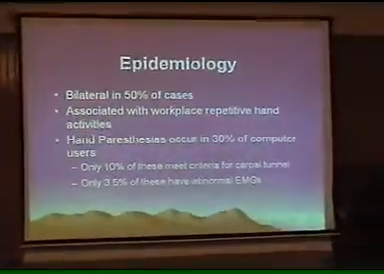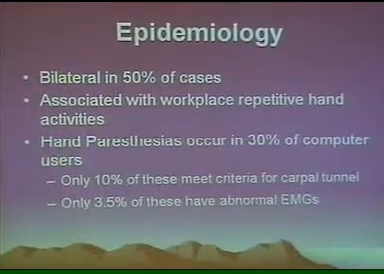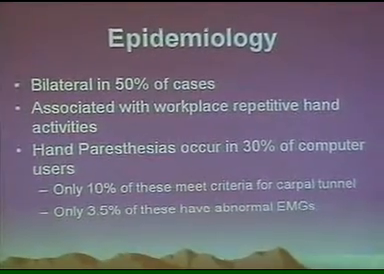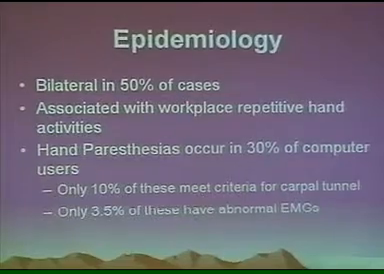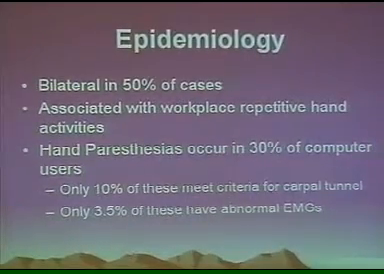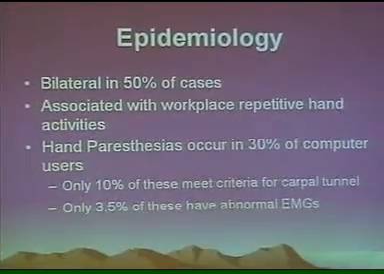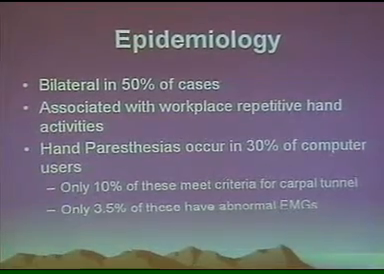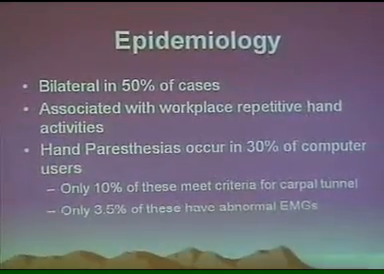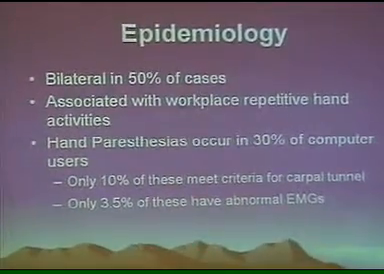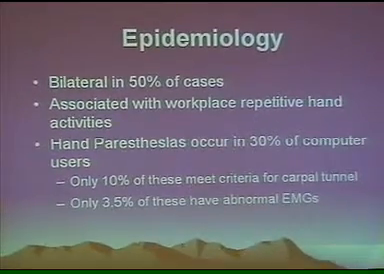Epidemiology is, it can be bilateral in 50% of the cases. It is associated with workplace repetitive hand activity. We do see these problems in computer operators and manual workers. It can be associated with other pathologies like we do see in diabetes, in other conditions like hypothyroidism, and even in tenosynovitis, rheumatoid arthritis. We do see these conditions associated with it.